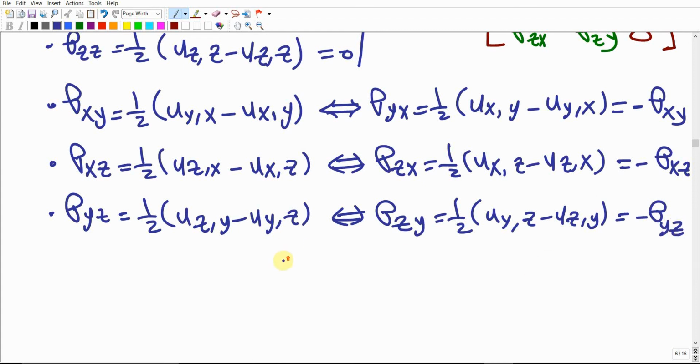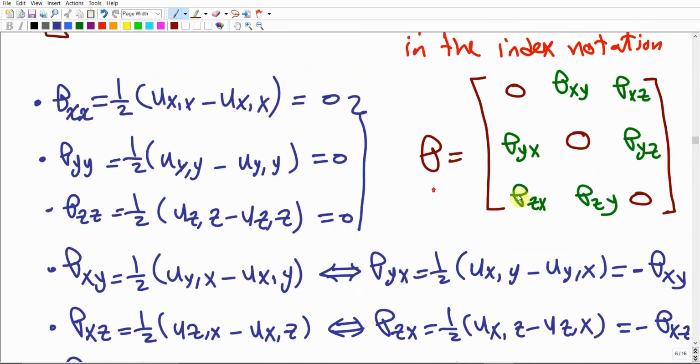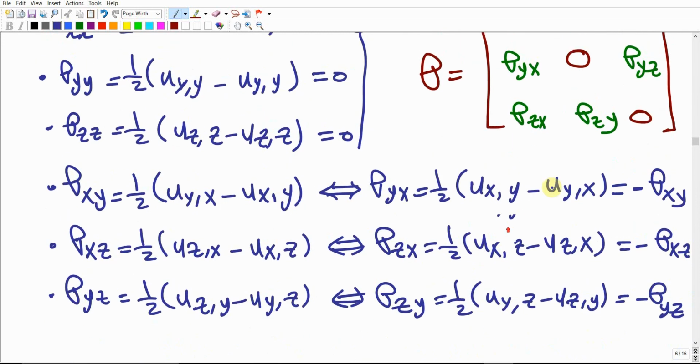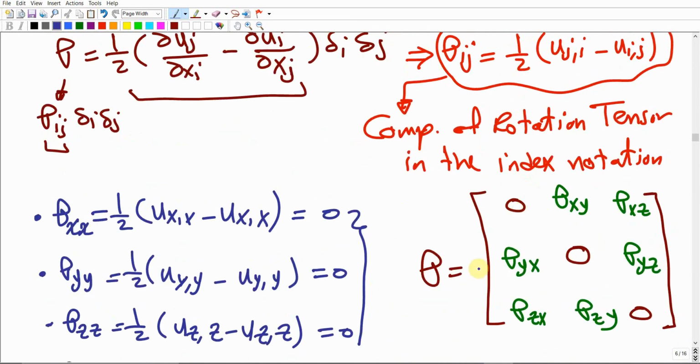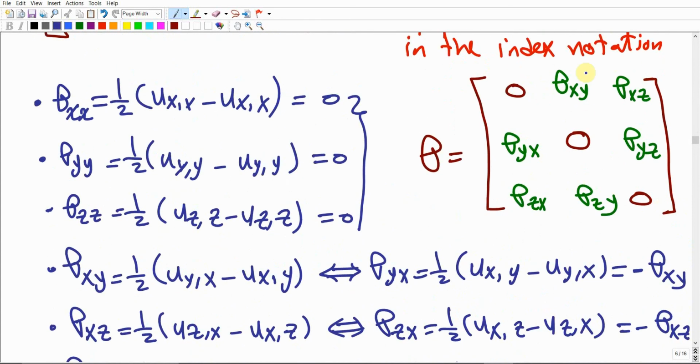Make sense? As you can see, in total we have 6 off-diagonal components, but 3 of them are the negatives of the other 3, and the diagonal ones are zeros. It means that in general the skew symmetric tensor has only 3 independent components. Make sense? This is simply how we represent the components of the rotation tensor. Now let us investigate these different components. For example, theta xy is a rotation about the z axis, the missing axis.